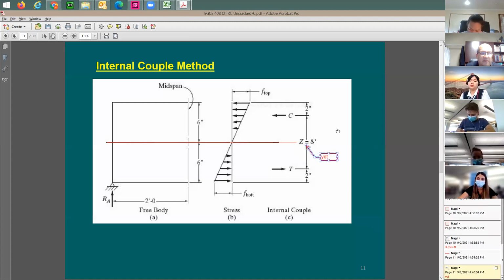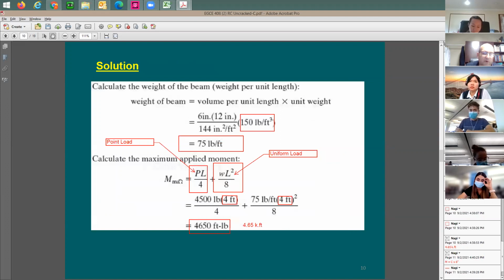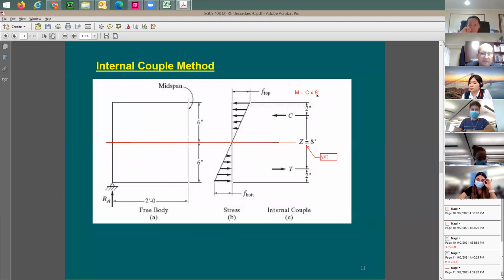You know that for this moment value, I can type the equation here. Moment is going to be equal to C or T times 8 inches. So if you want to find this force, which goes with the applied moment, not the cracking moment, what you need to do is take the moment we just found, 4.65, divide by 8 inches, and with that you find the two forces, tension and compression.